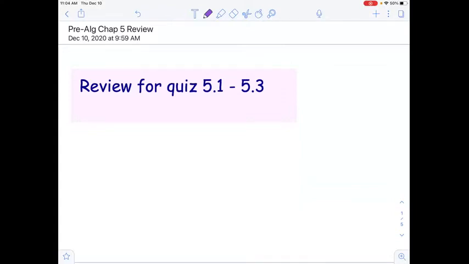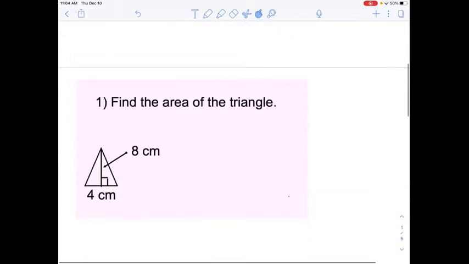This is the review for your quiz on lessons 5.1 and 5.3. Remember we did 5.3 first and then we did 5.1. Please take notes during this on a sheet of paper, very similar to what you're going to see on the quiz, so it's important that you prepare yourself.